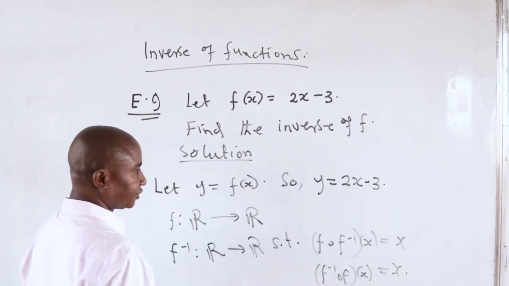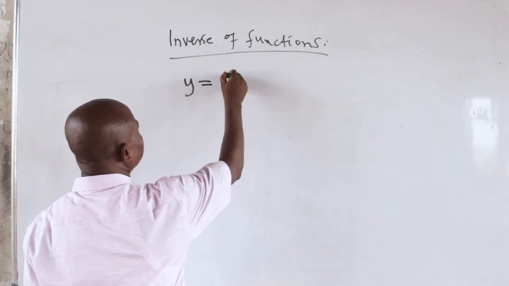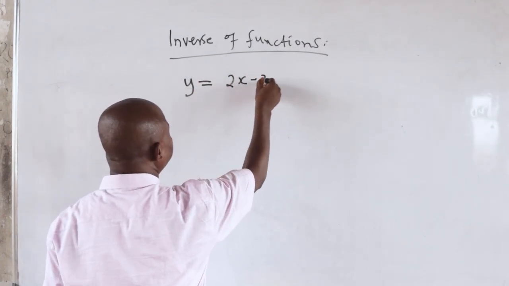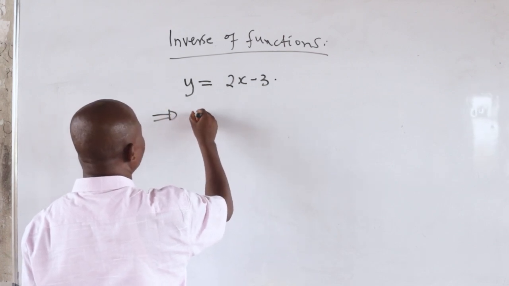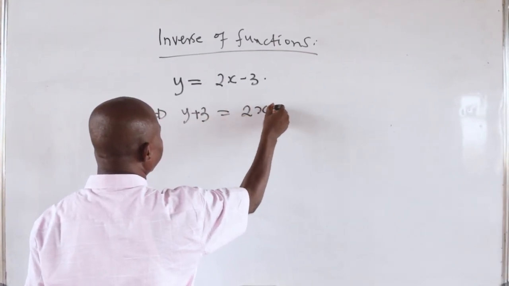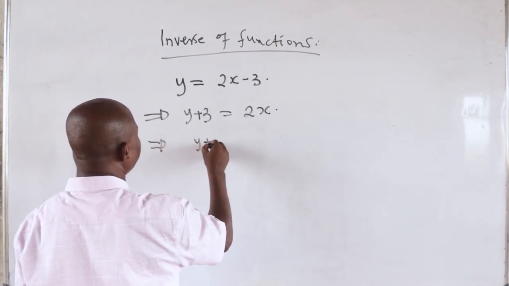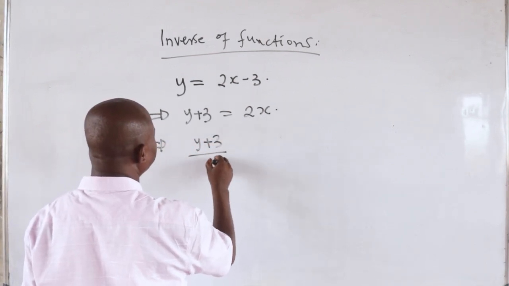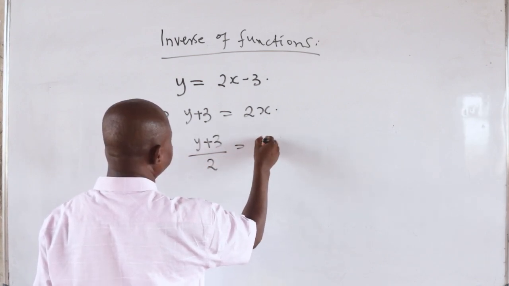To do this, observe that y = 2x − 3. This will give us that y + 3 = 2 multiplied by x. And this says that (y + 3)/2 is equal to x.